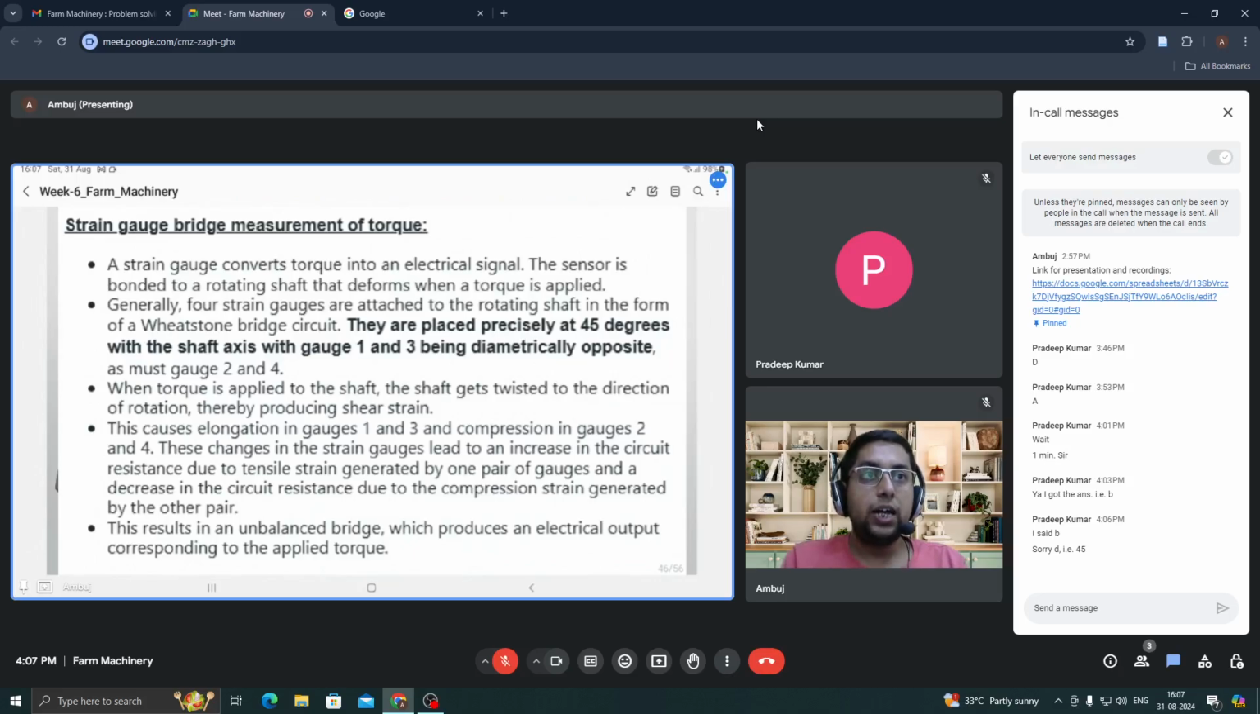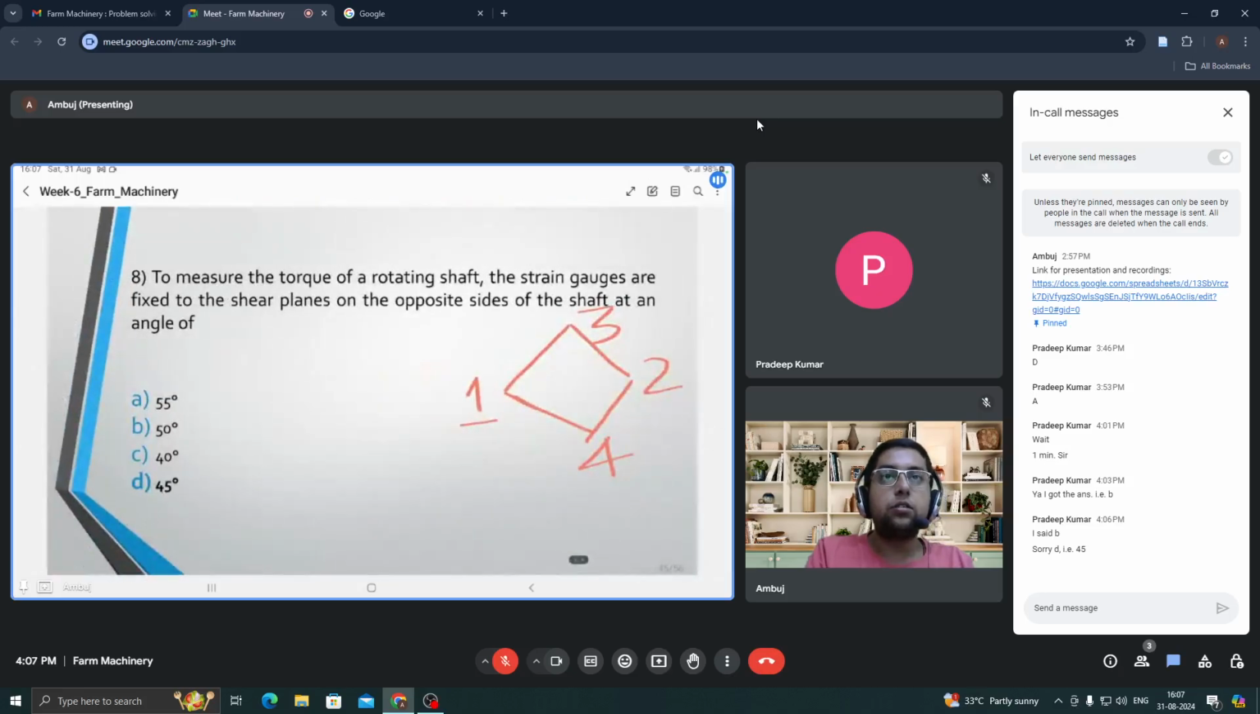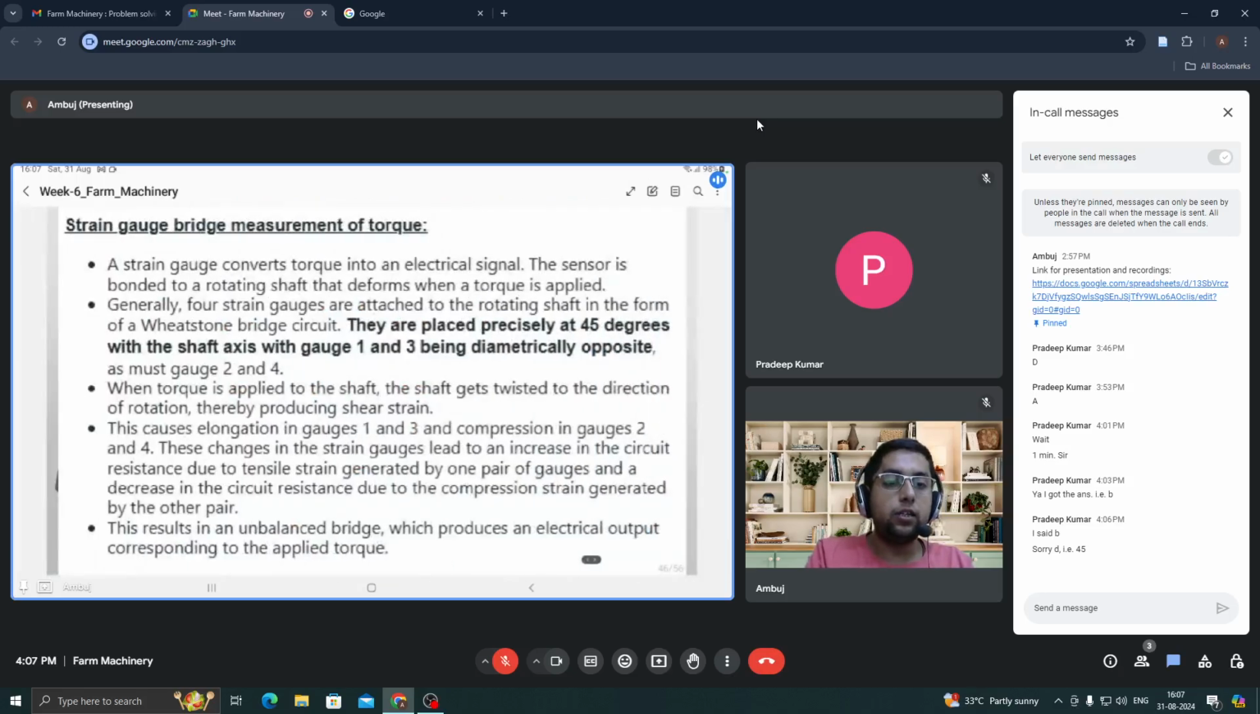Directly using the geometry, we can calculate that half of 90 would be 45 only. Placed precisely at 45 degree with the shaft axis, with gauge 1 and 3 diametrically opposite, and 2 and 4 diametrically opposite. I think I committed some mistake.